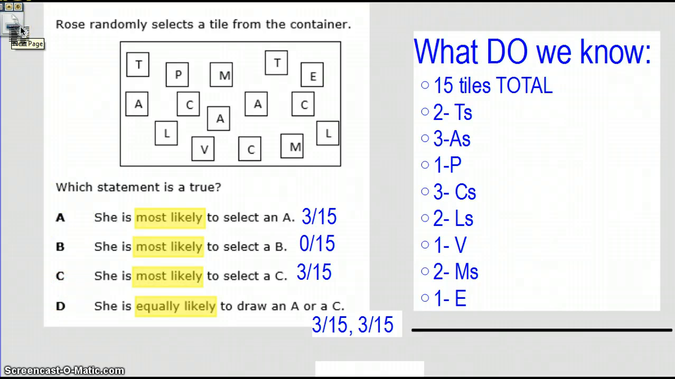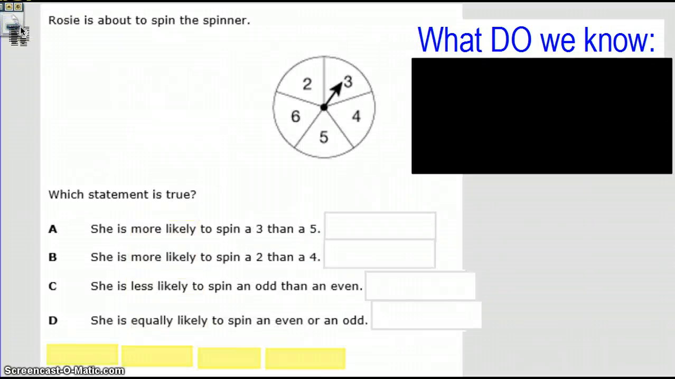Let's move on. Remember, pause, rewind, anytime you need. Rosie is about to spin a spinner. Which statement is true? All right, she is more likely to spin a 3 than a 5. She is more likely to spin a 2 than a 4. She is less likely to spin an odd than an even. She is equally likely to spin an even or an odd. So it kind of changed it up a little bit there.